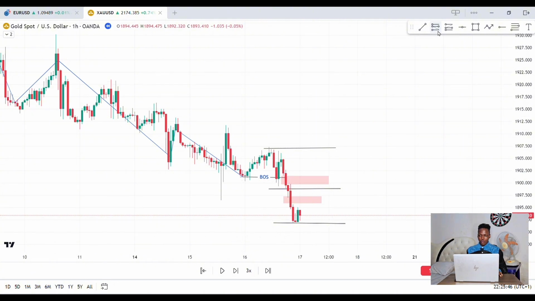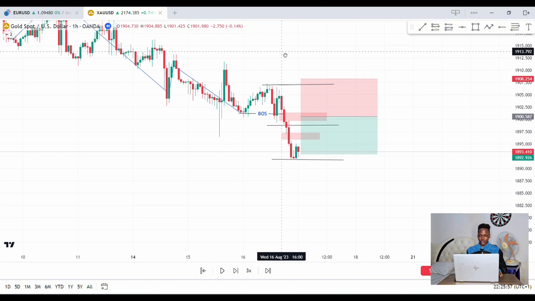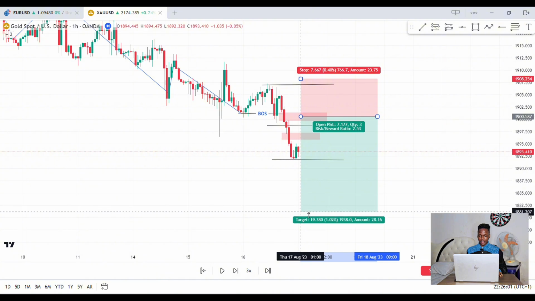So what do we do? We place our sell limit order in the 50% retracement level of the fair value gap with stop loss above the swing high, targeting a risk to reward ratio of 1:3. Right? It's as easy as that.